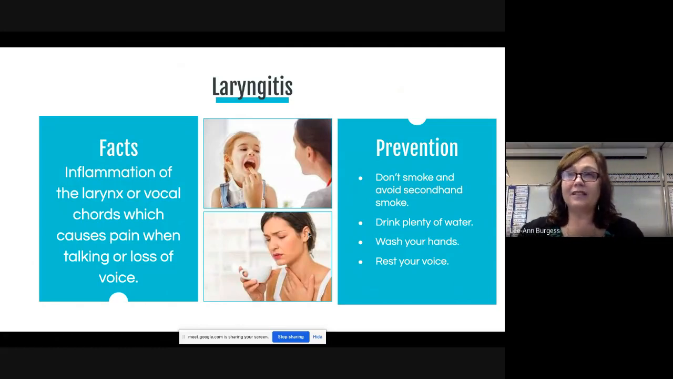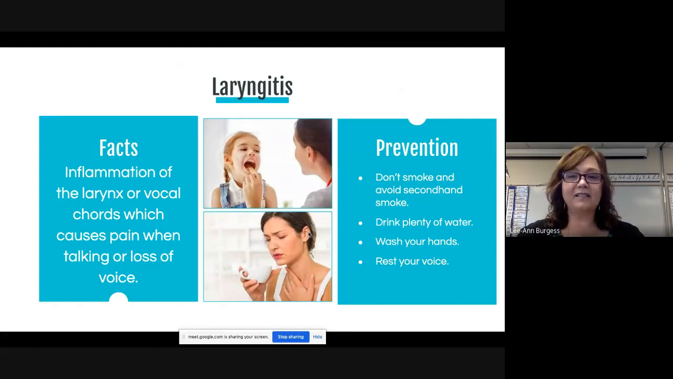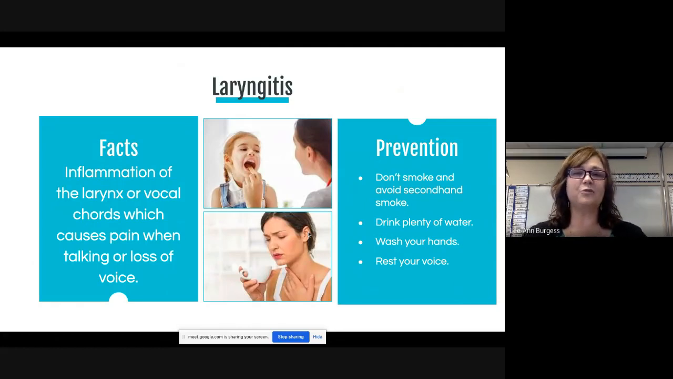One of the number one ways you can prevent laryngitis is to not smoke and avoid secondhand smoke. You can also drink plenty of water. Be sure you wash your hands, and you can also rest your voice by not talking or singing, right? No talking, no singing, and definitely no yelling. So our first condition was common cold.